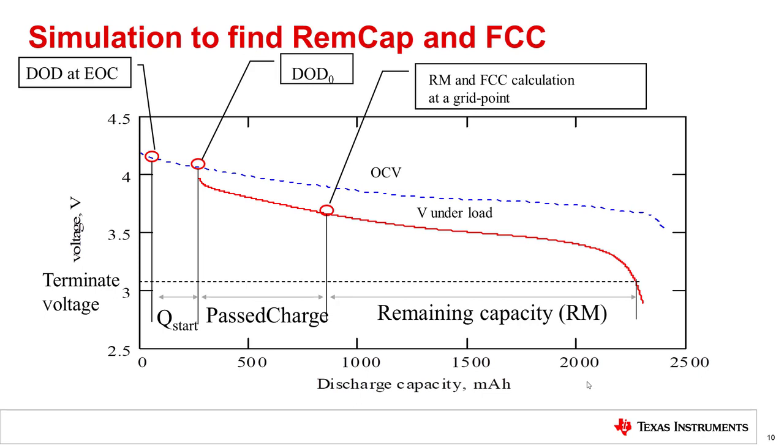Here, Q start is the amount of charge between DOD at EOC and DOD 0, where DOD at EOC is the DOD computed at the end of charge, and DOD 0 is the last DOD computed using OCV correlation. Past charge is the coulombs counted after DOD 0 was computed. The full charge capacity FCC is then computed as the sum of Q start plus past charge plus remaining capacity.